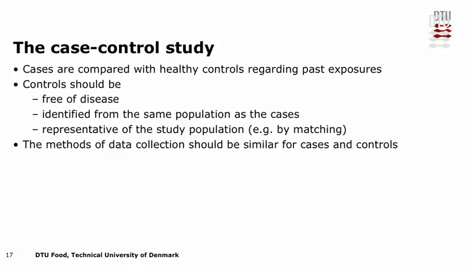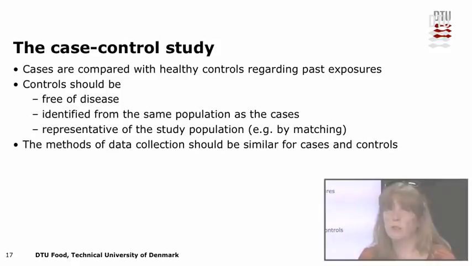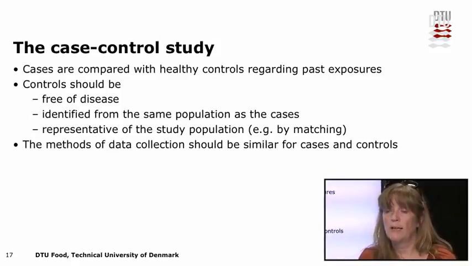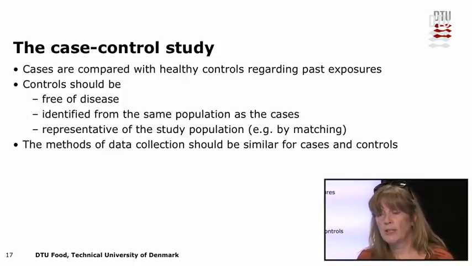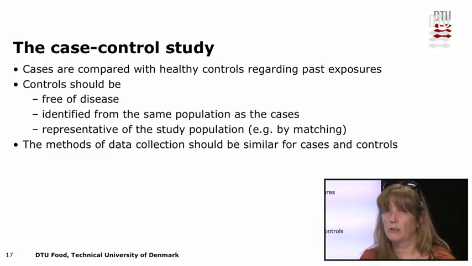So here we have some cases that are identified from the population, and they are compared with healthy controls regarding past exposures. Controls should obviously be free of disease. That's why they are controls. They should be identified from the same population as the cases, and they should be representative of the study population. And to ensure representativeness, you can do matching. That means that you can select a case with a certain age, a certain gender, living in a certain geographical area, and then you can try to select controls with similar characteristics.